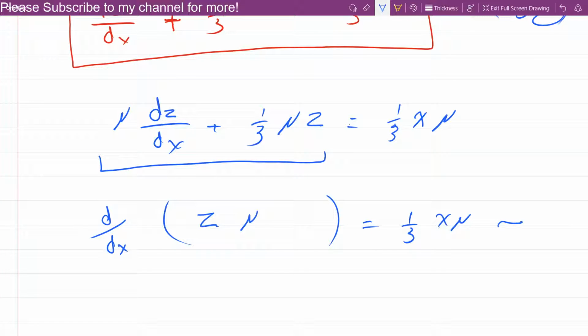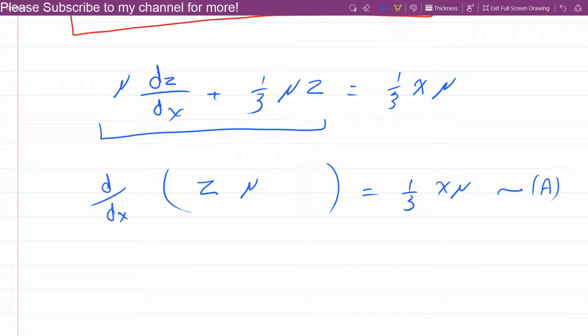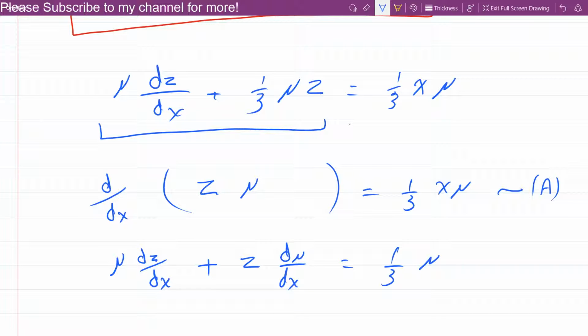Let's label this equation A. I'll come back to it. The reason I did that will be more clear as I perform this step now. If I do the product rule on z mu, then I will get dz over dx mu plus z d mu over dx is equal to 1/3 mu x, or x mu.